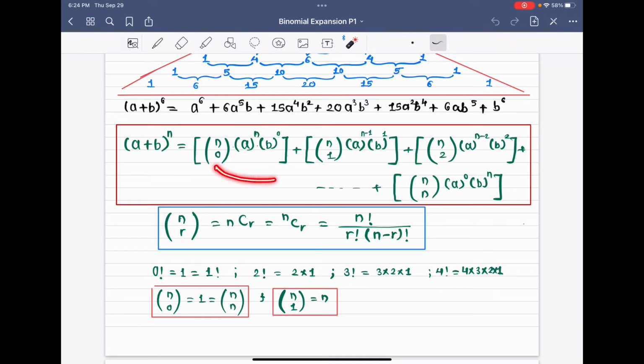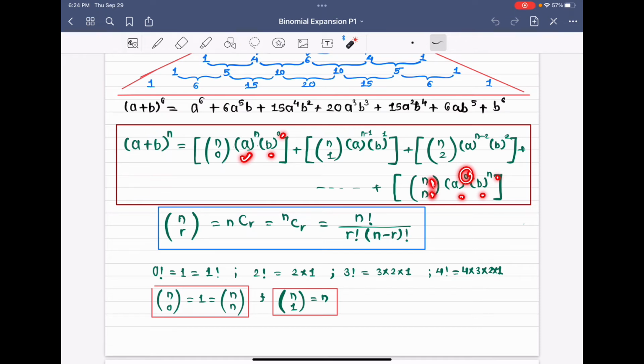Now nC0 becomes nC1. A power is decreased, as we have seen that a raised to 6 becomes a raised to 5, a raised to 5 becomes next term a raised to 4, and so on. So a power is consecutively decreasing, a raised to n minus 1, a raised to n minus 2, and last term is a raised to 0. When a is having a full power n, that time b is having a 0. And if you will see the last term, a is reduced up to 0, that time b is getting a full power, that time both are same, that is nCn.